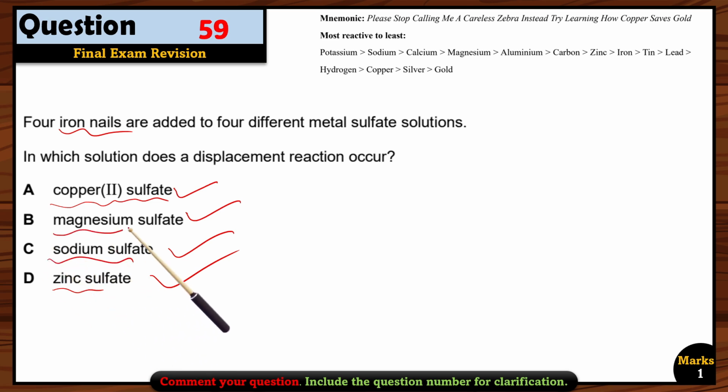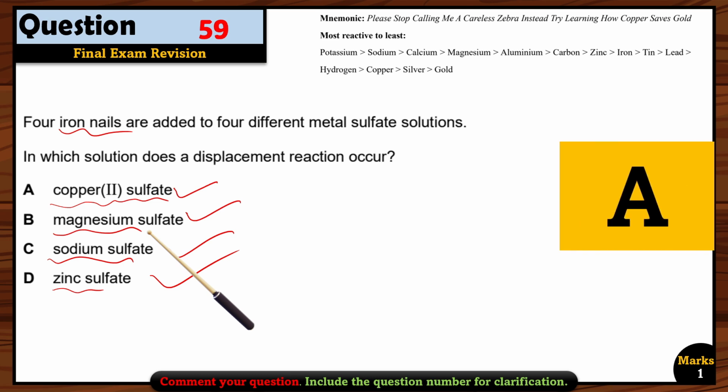Sodium is more reactive, magnesium is more reactive than iron, so iron cannot displace these 3 sulfate solutions. Only copper sulfate, the copper will be displaced by iron and you will get iron sulfate and copper. So option A is the right option.